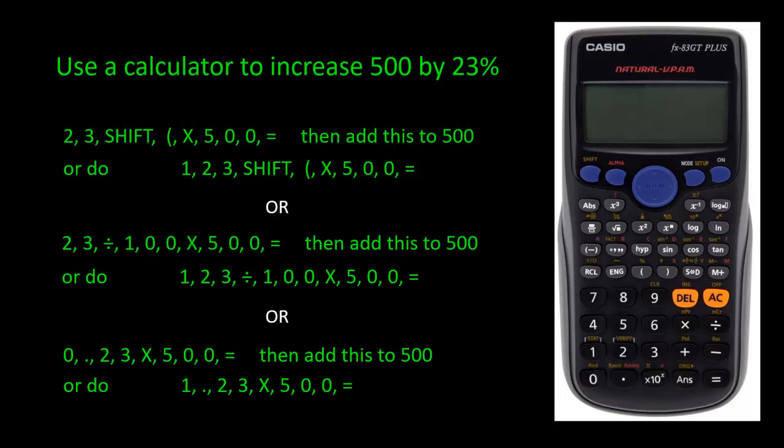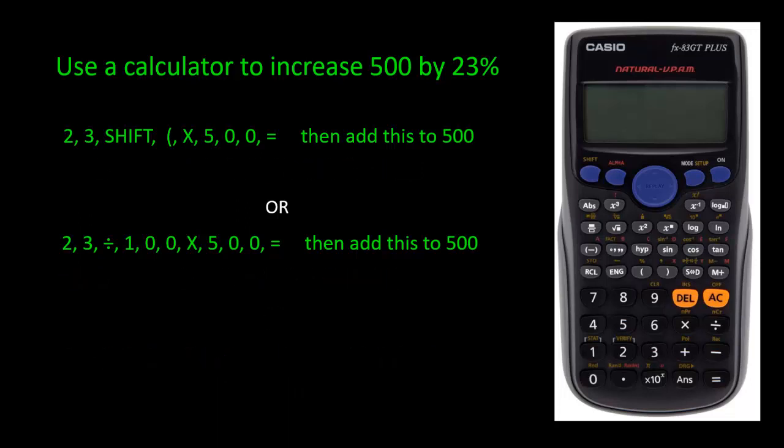I would say the best ways are one of those 2. Either do 23 shift open bracket or 23 divided by 100 and then add it on. I think that's just the easiest way to avoid mistakes in an exam.